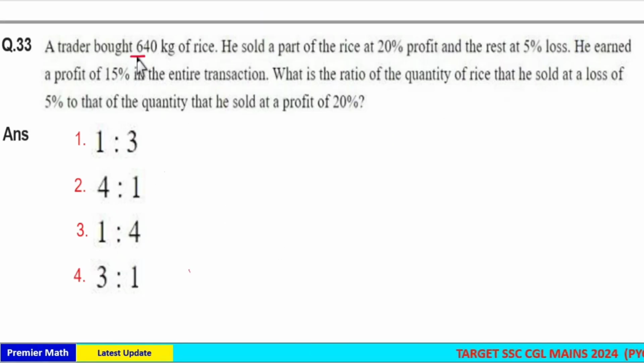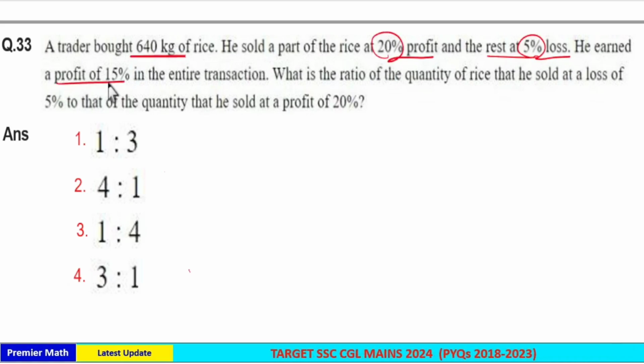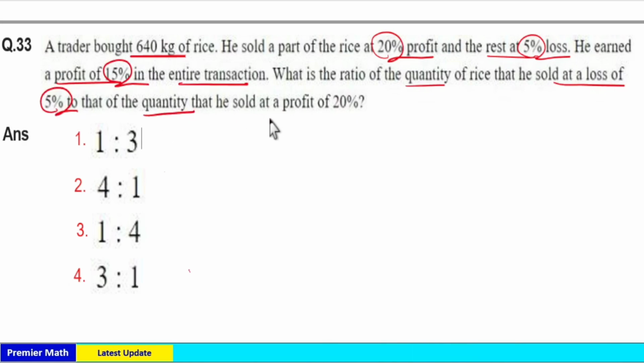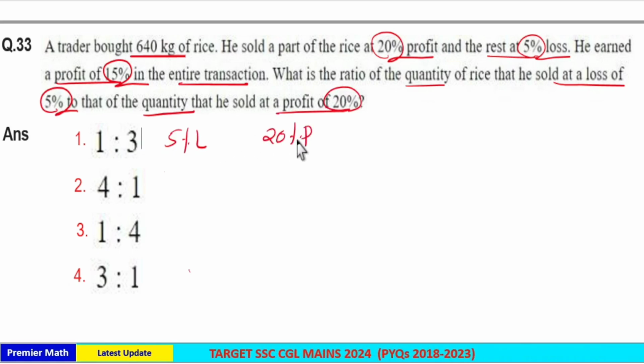A trader bought 640 kg of rice. He sold part of the rice at 20% profit and the rest at 5% loss. He earned a profit of 15% in the entire transaction. What's the ratio of the quantity of rice that he sold at a loss of 5% to that of the quantity that he sold at a profit of 20%? Here we need the ratio of 5% loss to 20% profit.